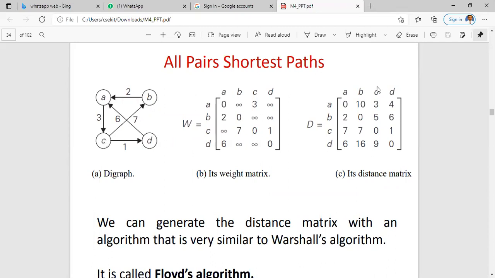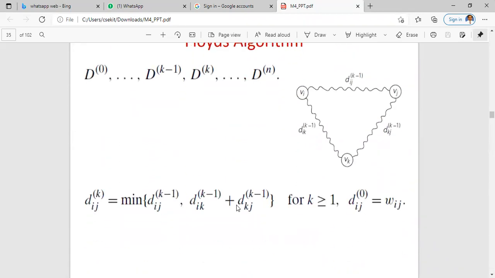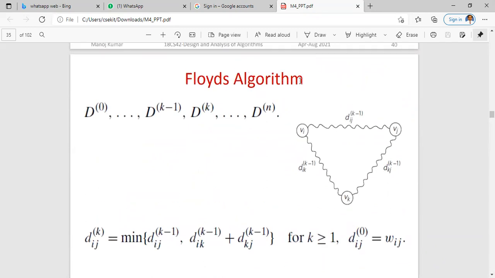Okay, so come for D to C. D to C is 6 plus 3, that is equal to 9. So this is the distance matrix you can find. We can generate the distance matrix with an algorithm that is similar to the Warshall algorithm. This is called Floyd's algorithm. So Floyd's algorithm is similar.